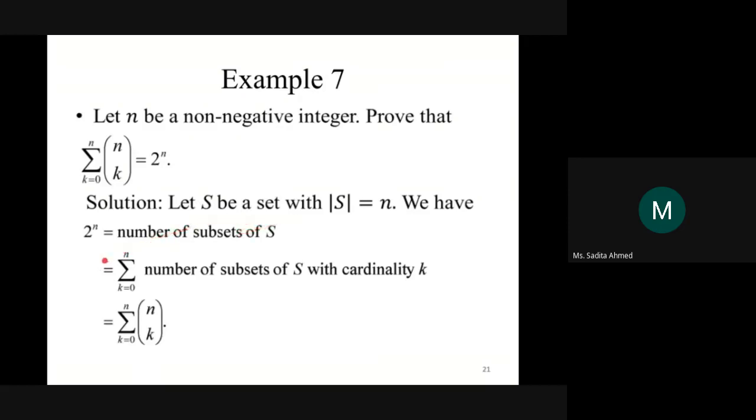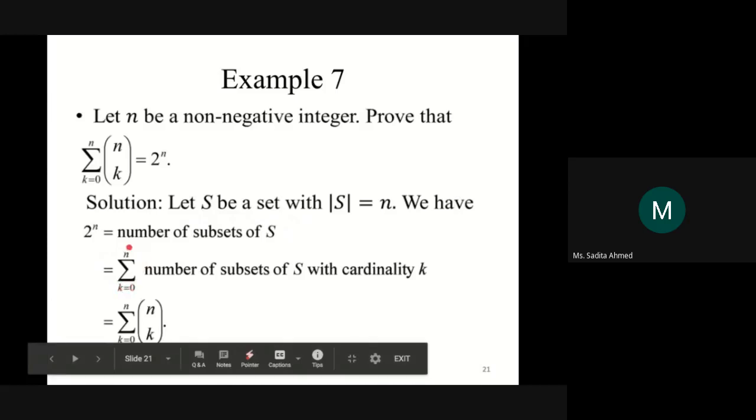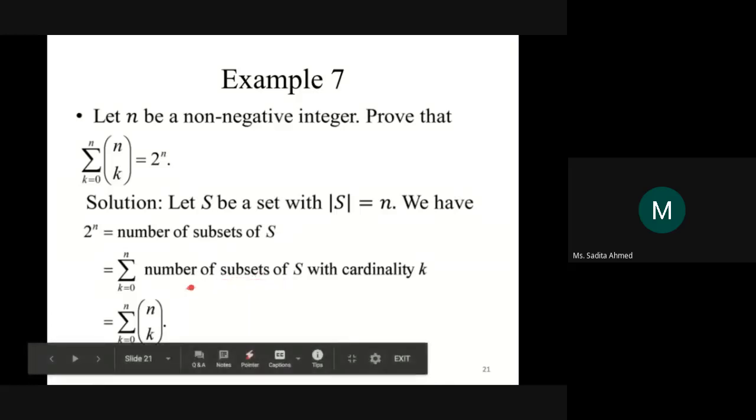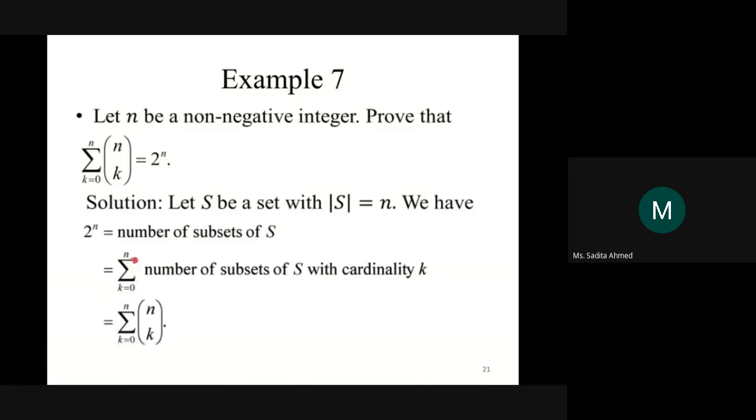So we can say that for k is equal to 0 to n, for k starting from 0, incrementing by 1 and going up to n, the total number of subsets of S can be represented by the summation of all the subsets of S with cardinality k, where k is equal to 0 to n. All right? K starts from 0, increments by 1, goes up till n, and the summation of all such subsets of S with cardinality k will give us the total number of subsets of S, right?